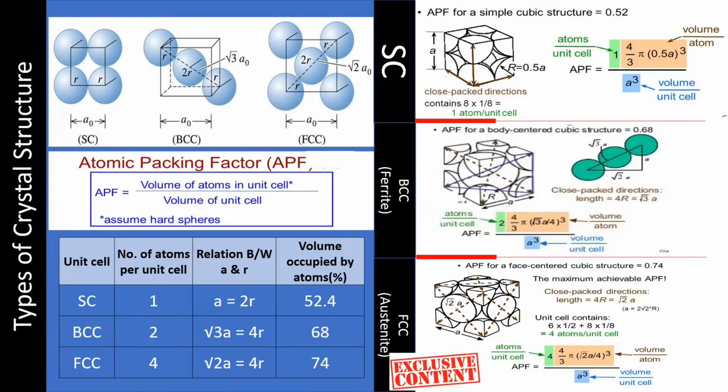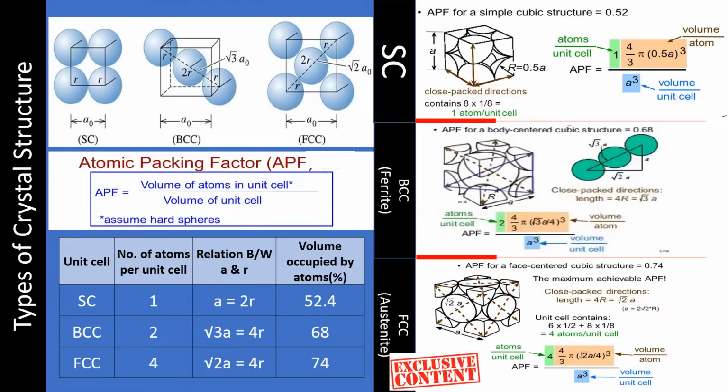So now let us try to look at the second step: how these atoms are occupying this space within the unit, and how much void is available within that particular unit cell. For that we will look at the atomic packing factor, that is APF. How are we going to do that?